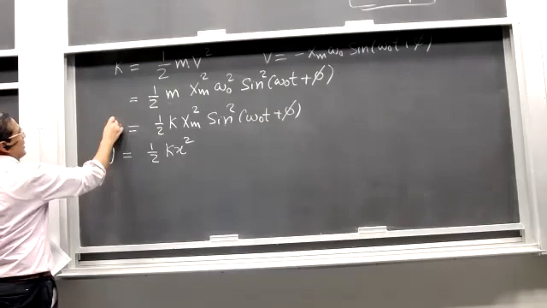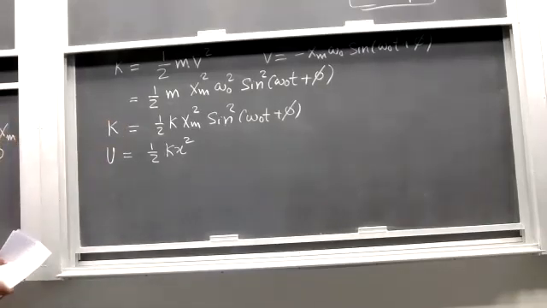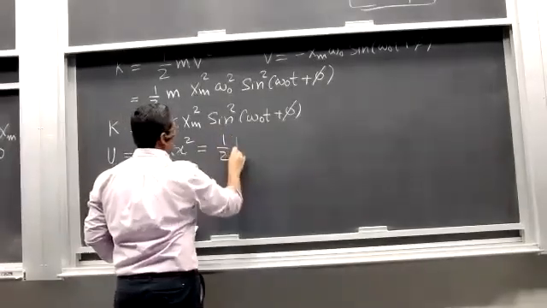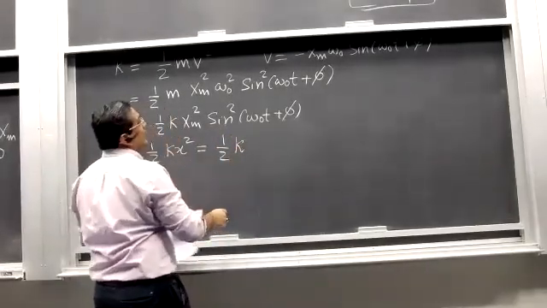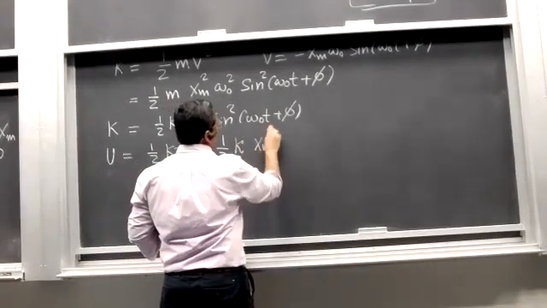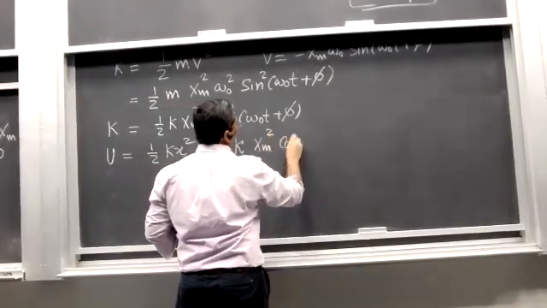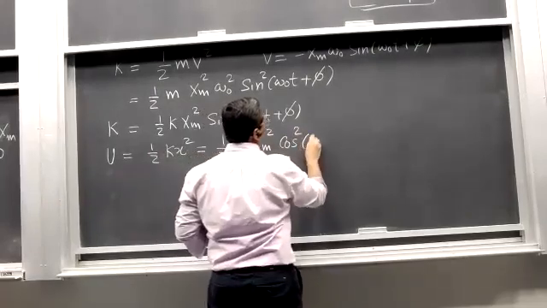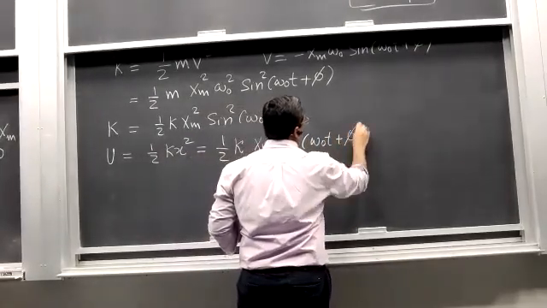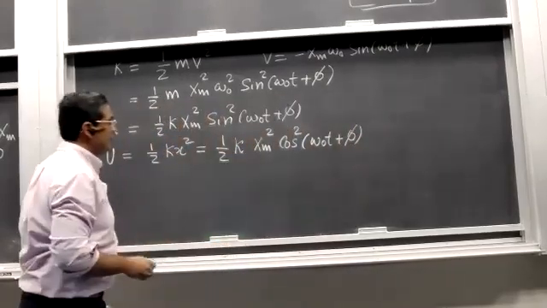Okay, this is the kinetic energy and the potential. We know what k is, what x is, right? So if you substitute the value of x here, you would get half k xm squared cosine squared of omega naught t plus phi.